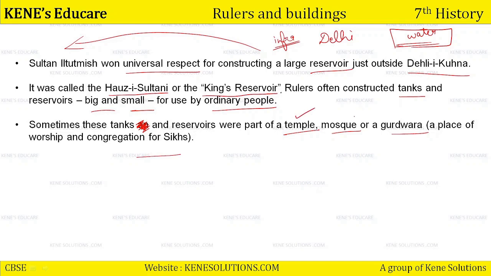Just as a temple is for Hindus and a mosque is for Muslims, similarly a gurudwara. Basically anyone can enter, but a gurudwara is the congregation place for Sikhs. Okay. So tanks and reservoirs were built in these religious centers as well. And sometimes rulers used to construct these tanks and reservoirs for use by ordinary people as well.